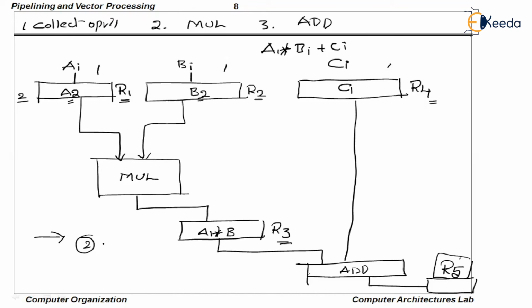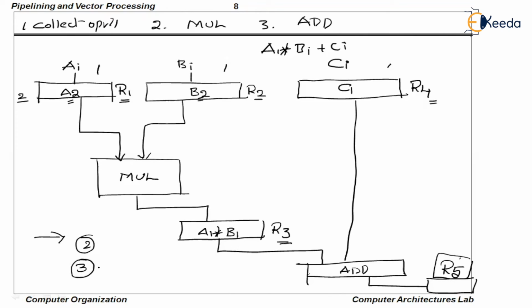Okay. Now go to the third clock cycle. In the third clock cycle, the first product is available in R5, because addition is going to be performed between R3 and R4. What is R3? R3 is A1 into B1. R4 is C1. So finally, in the third clock cycle, R5 will receive its first value. That is the first output, A1 into B1 plus C1.